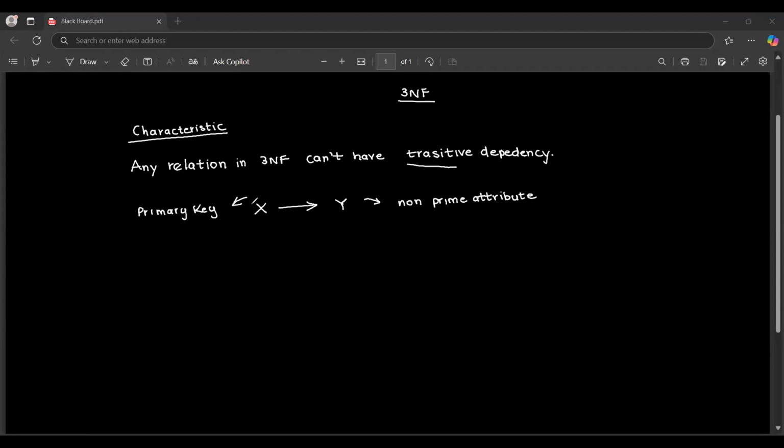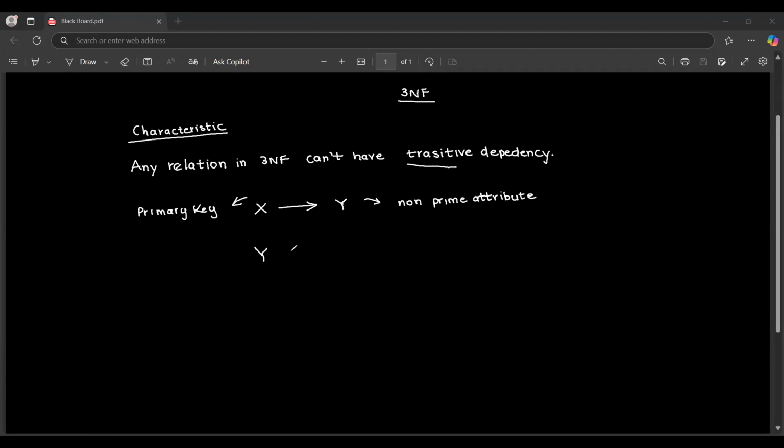So let's say there is a functional dependency: X functionally determines Y, where X is the primary key, a set of primary key attributes. It can be a single attribute or a group of attributes. It can be a composite key. And Y is a non-prime attribute, meaning it can be a set of non-prime attributes. What does this mean? It is not part of any candidate key.